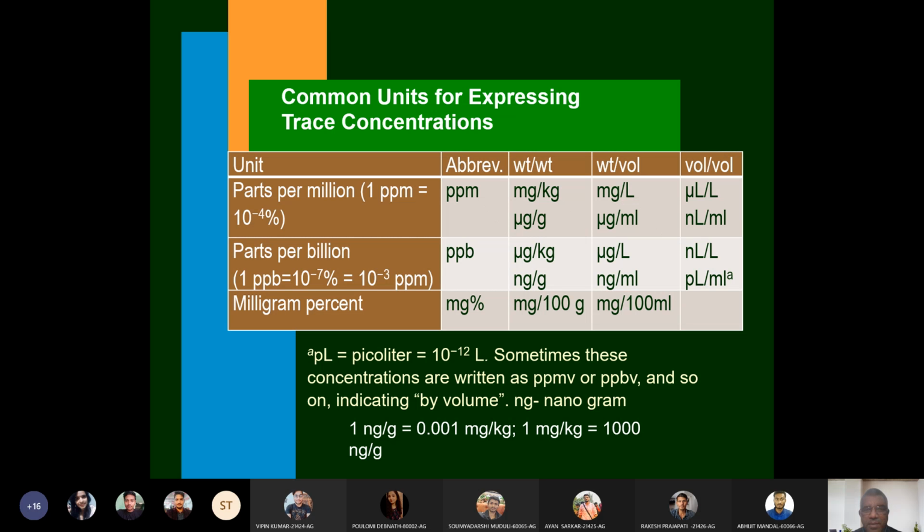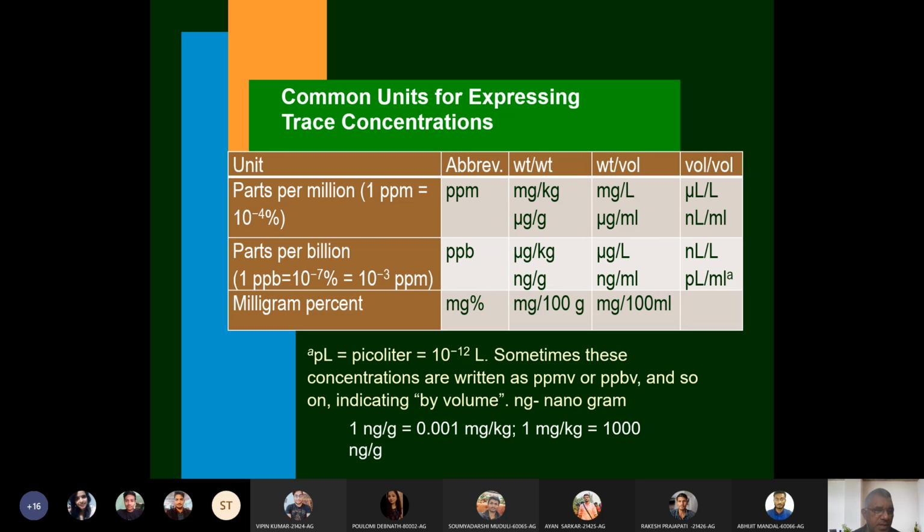Now people from environmental science, is there any student from environmental science? Nobody is there, I think. But they are writing concentration these days in ppb, something like that. So you can see the relationship. Abbreviation: weight by weight basis, weight by volume basis, and volume by volume basis.